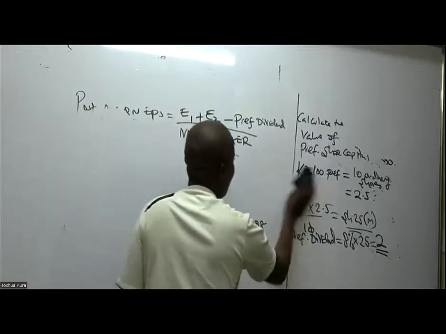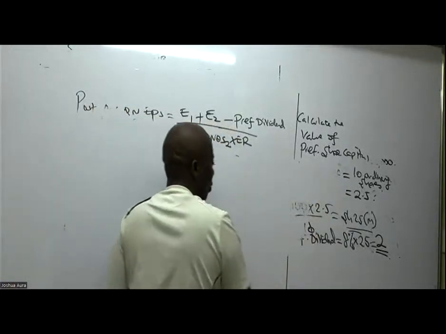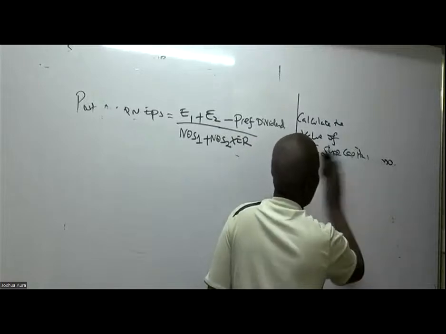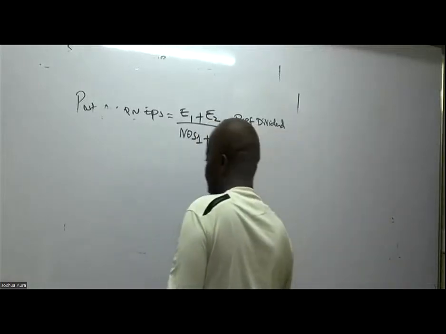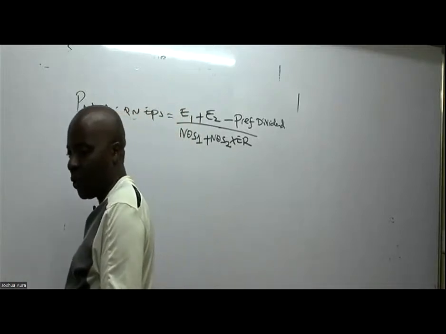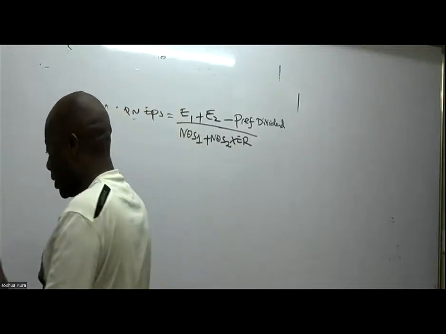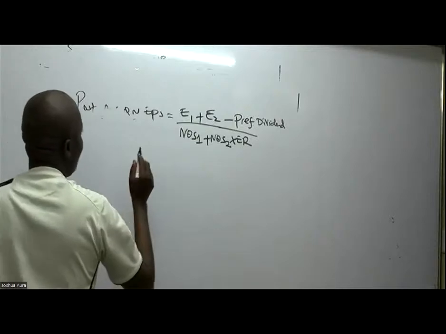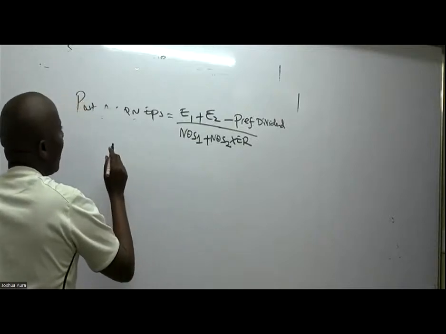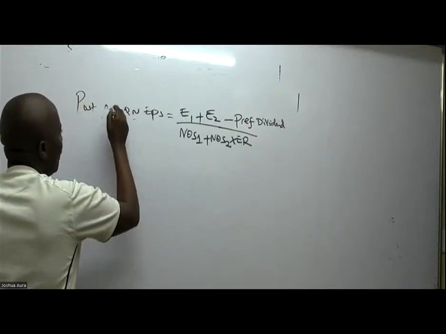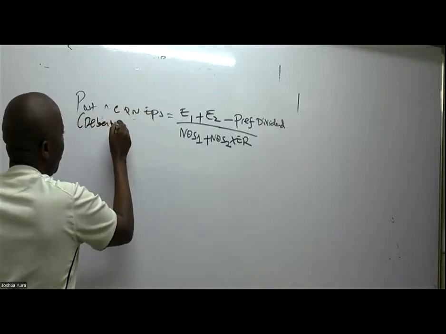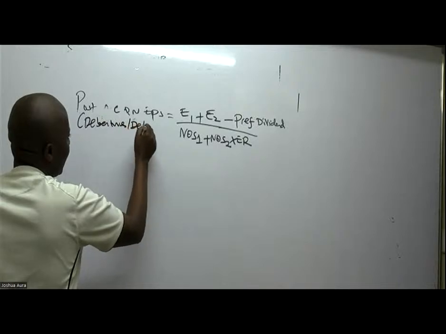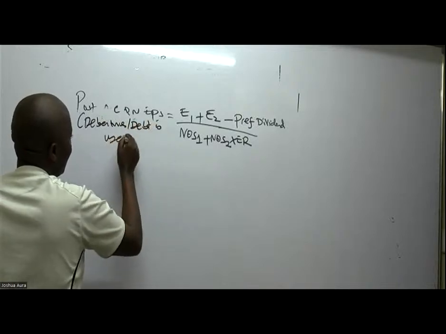Since debenture is being used, then the exchange ratio will be 0. Great. Now listen, so if the exchange ratio is 0, then how do we write our post-acquisition EPS when debentures or debt is used?